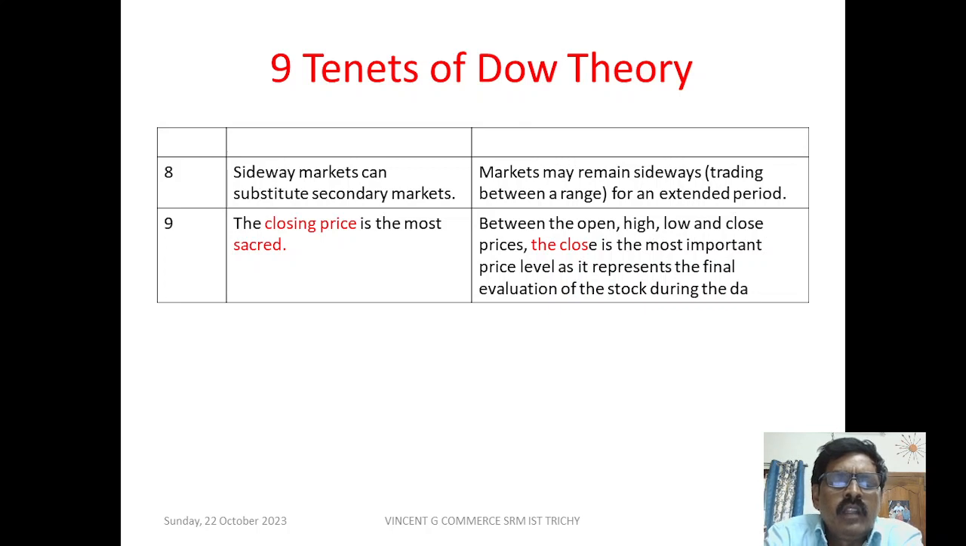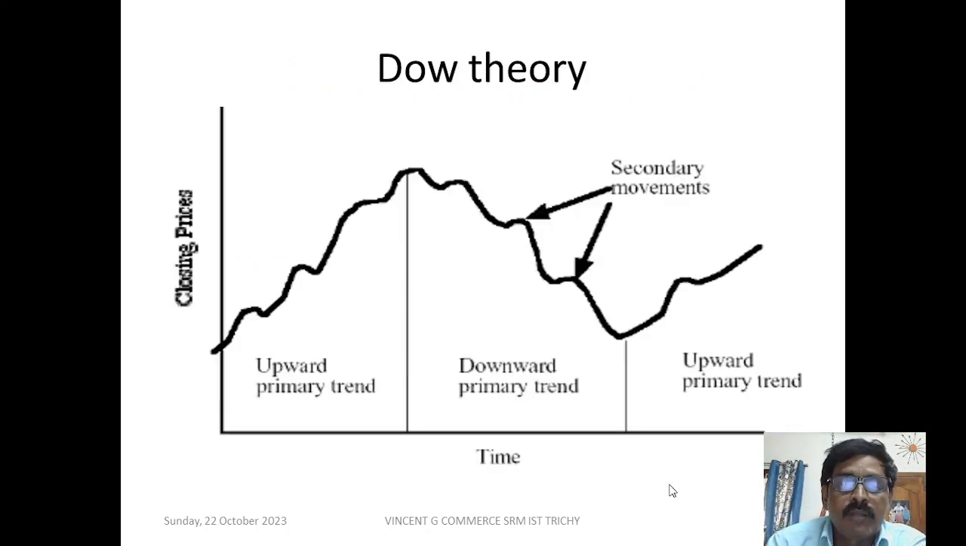And the last one is the closing price. The last tenet of Dow theory is that the closing price is the most sacred. Of course, every day we can see the open price, high price, low price, and close price. The closing price is the most important price level, as it represents the final evaluation of the stock during the day. So these are the 9 tenets of Dow theory.